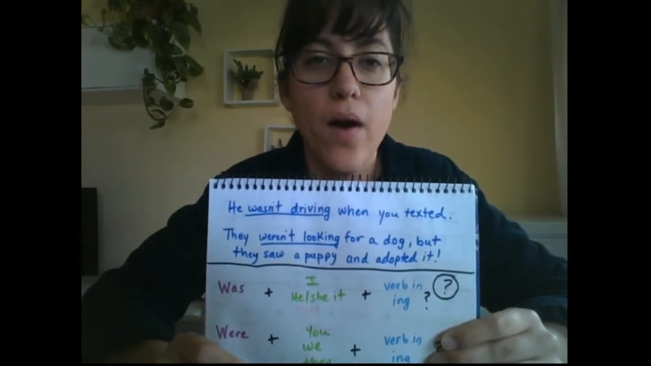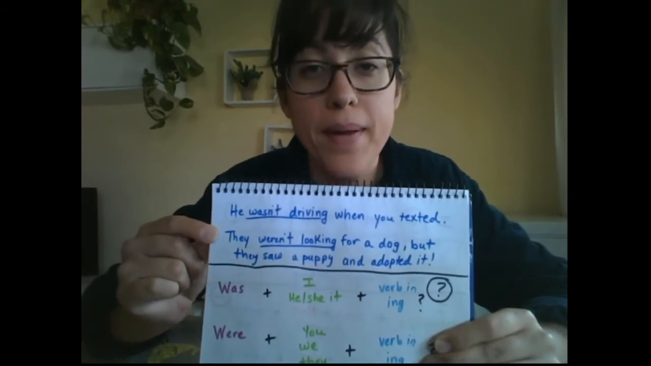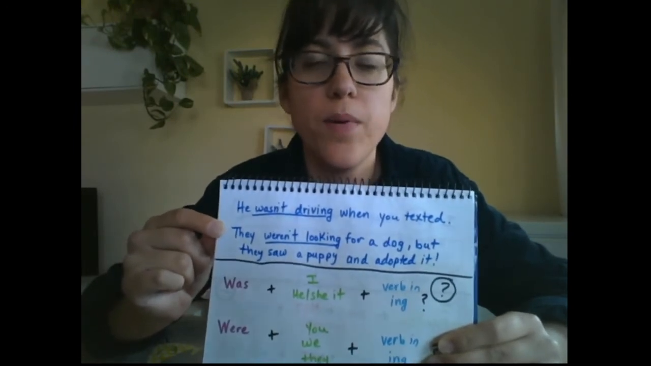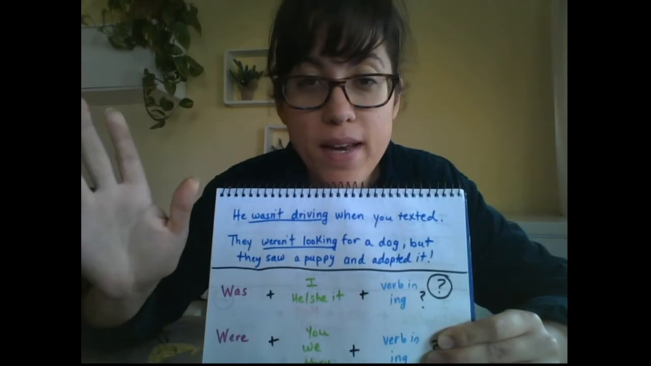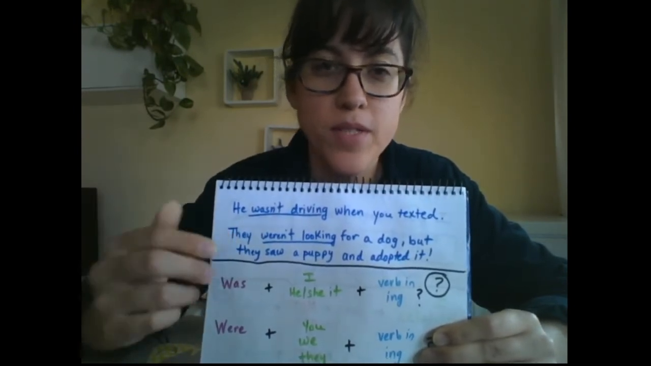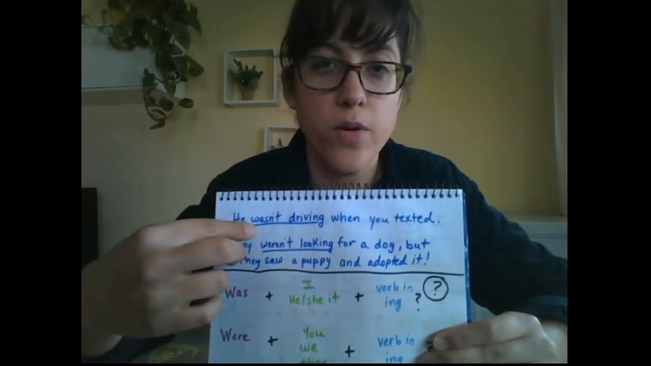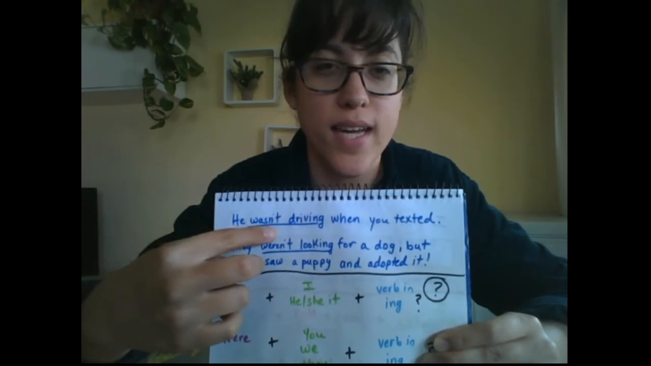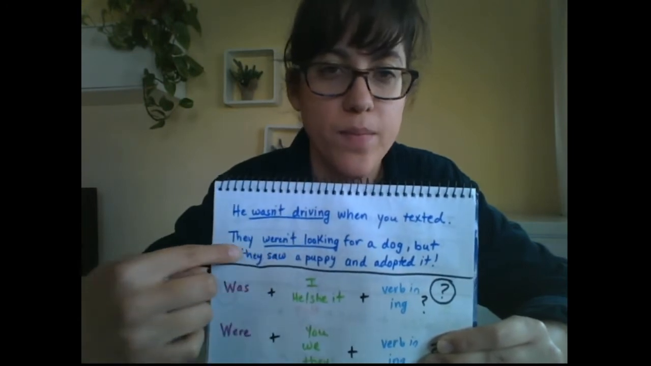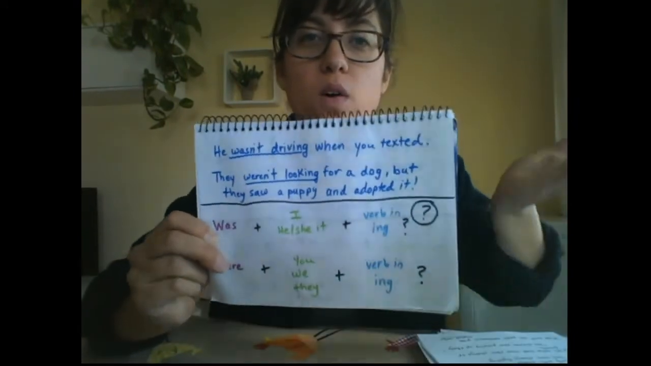Okay. How about they weren't looking for a dog, but they saw a puppy and adopted it. No estaban buscando un perro, pero vieron a un perrito y lo adoptaron. ¿Ya? Vemos aquí was not sujeto, más verbo to be, más not, en este caso, contraído, más verbo en ing. Igual aquí, ¿vale? Okay, now, how about with questions?